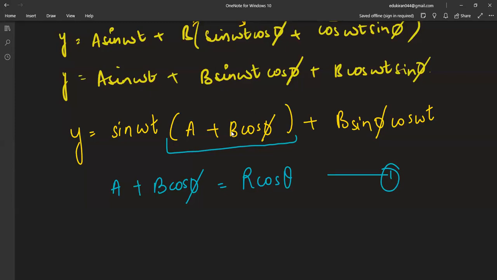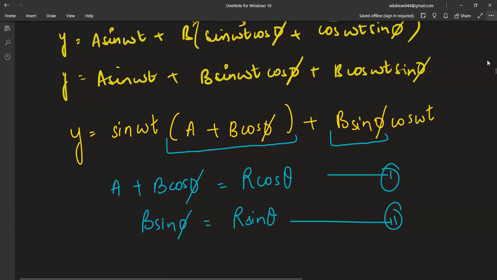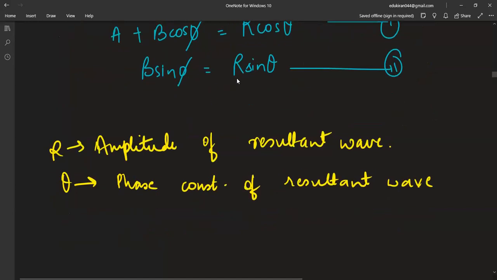This we are writing because this is like a single angle. This I'll tell you later. And this b sine phi is written as R sine theta, second one. So now, R is the amplitude of the resultant wave, this R which I'm writing, and theta is the phase constant of the resultant wave. Theta is the phase constant, R is the amplitude.